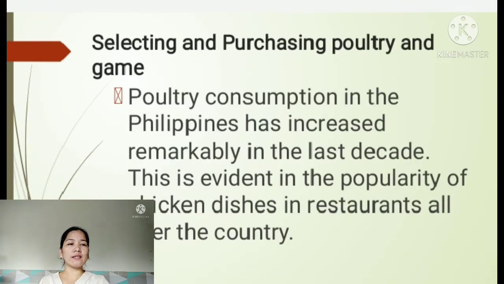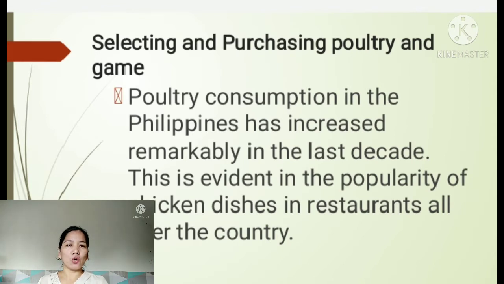Poultry consumption in the Philippines has increased remarkably in the last decade. This is evident in the popularity of chicken dishes and restaurants all over the country. In this time of pandemic, in this time of new normal, mapapansin ninyo na mayroon tayong shortage ng ano? Walang available na baboy sa ating palengke. Karamihan ay manok. Mapapansin din ninyo yung tinatawag natin sa AP na law of demand and supply. Ano nga yun sa AP? Habang nawawala ang supply at lumalakas ang demand, ay tumataas ang presyo. Tama. Makikita natin ngayon na karamihan ang available na karne sa palengke ay poultry.